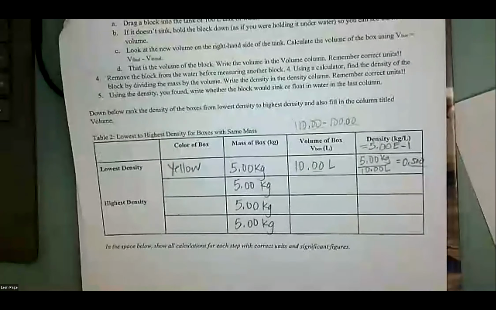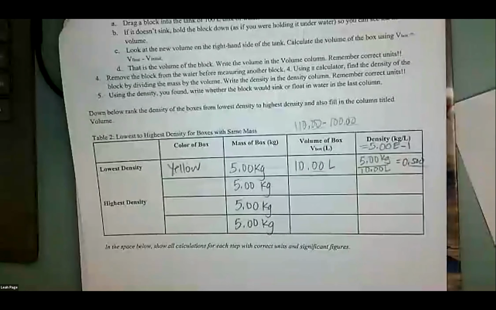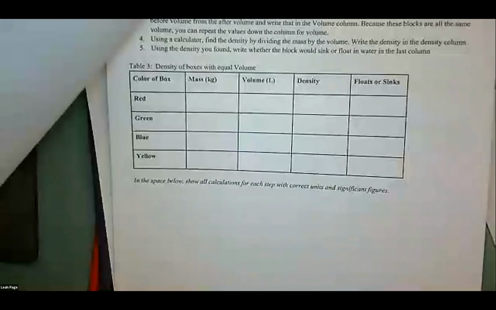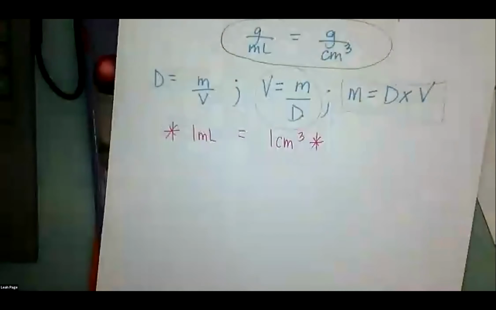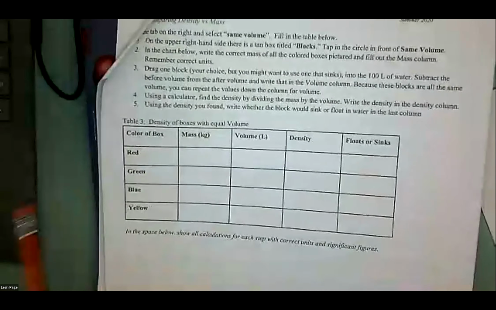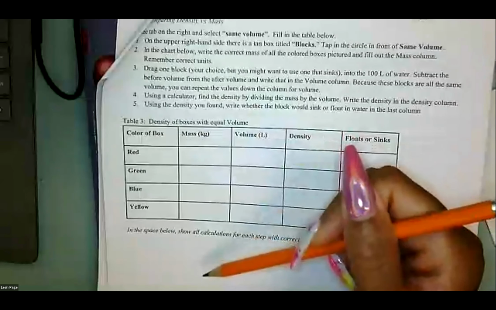All right, so the trickiest part of this is just keeping up with the sig figs, guys. I think the simulation is very straightforward. For the next table, we're going to change our block setting to same volume versus same mass. Same volume means the volume is going to be the same instead of the mass being the same. And then we're going to read the directions and figure out the table.